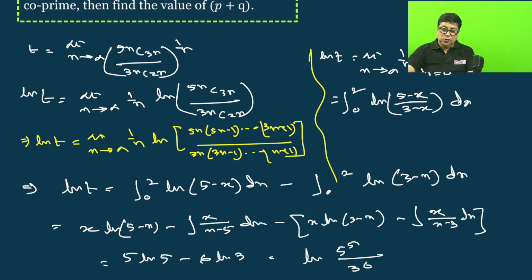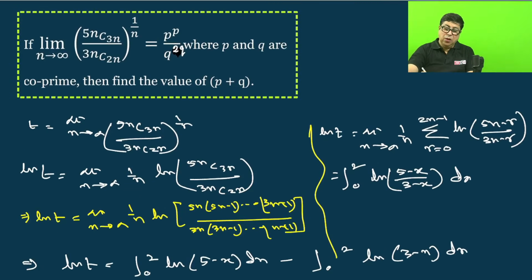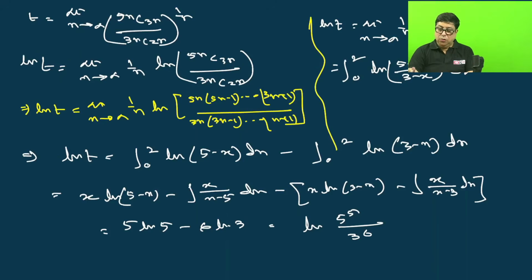Therefore, under this situation, it has been given that this is p to the power p by q to the power 2q. So obviously p equal to 5 and q equal to 3. Therefore, I can say here that p equal to 5 and q equal to 3. So the answer is p plus q equal to 8. That is the final answer, everybody.